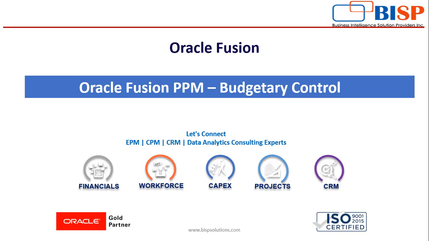So in today's video, we will discuss one of the topics of the Project Portfolio Management module, where we will learn how to put the budgetary control on the project on the basis of project and the top resources. There are some prerequisites: you have to create the financial plan type, and then you have to create the project template where you have to select the financial plan type that we created in our first practice. And then on the basis of that template, we will create the project. So we will directly move to our application to see how to do it practically.